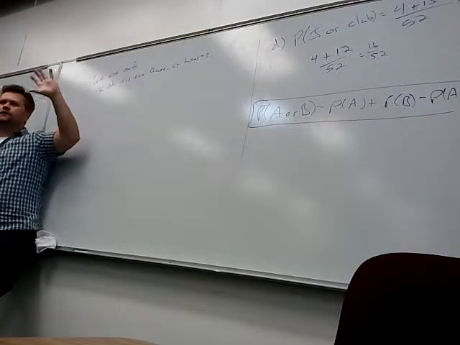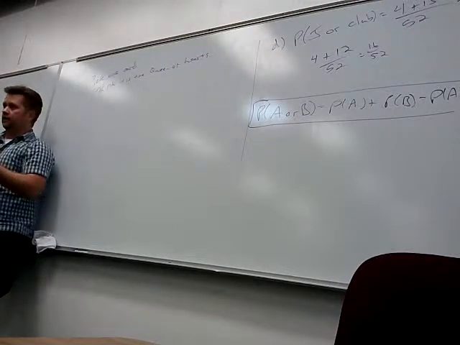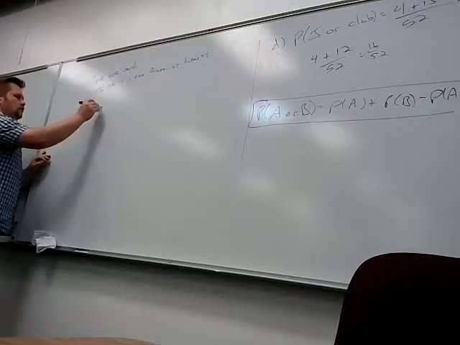So the Queen of Hearts, we think that's what it is. So what's the probability that you're right? If you're going to put money on the Queen of Hearts, what's the probability that you're right? 1 out of 52.